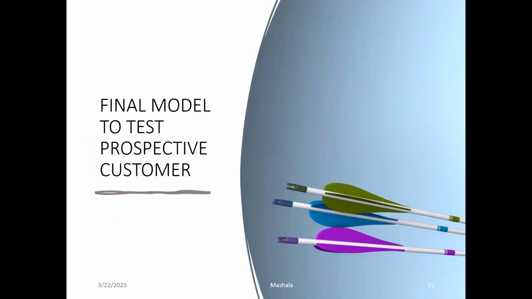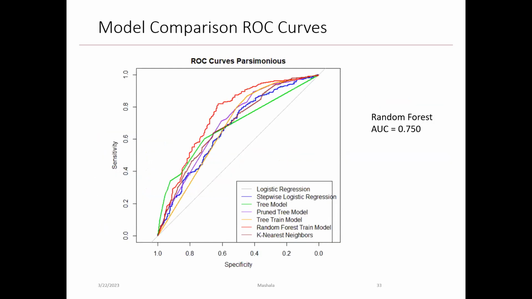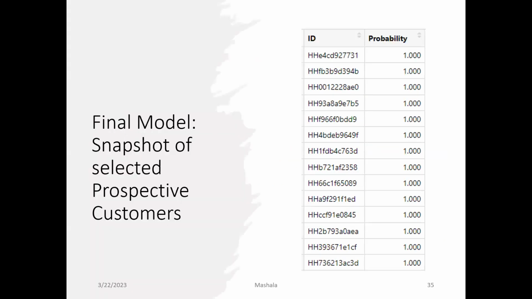For the final model to test the prospective customers, I had to select fewer variables based on the variables that I had in the customer data set. In terms of the accuracy, the forest train was the highest with 0.735 and an AUC of 0.50. The ROC curve is shown here for the different models. In terms of the final confusion matrix, 98 customers who accepted the offer were correctly predicted by the model, and 28 customers who accepted were incorrectly predicted to not accept. Here is a snapshot of the final prospective customers that were selected.